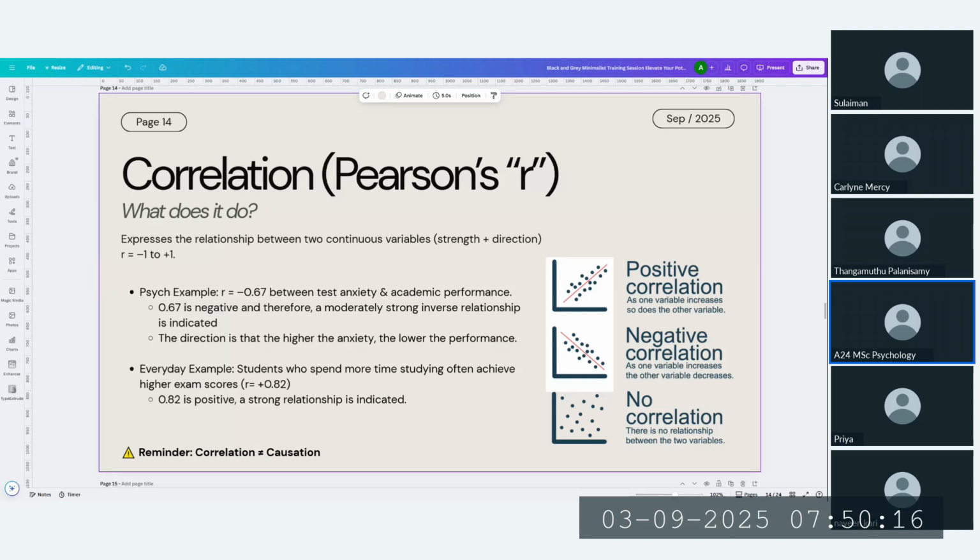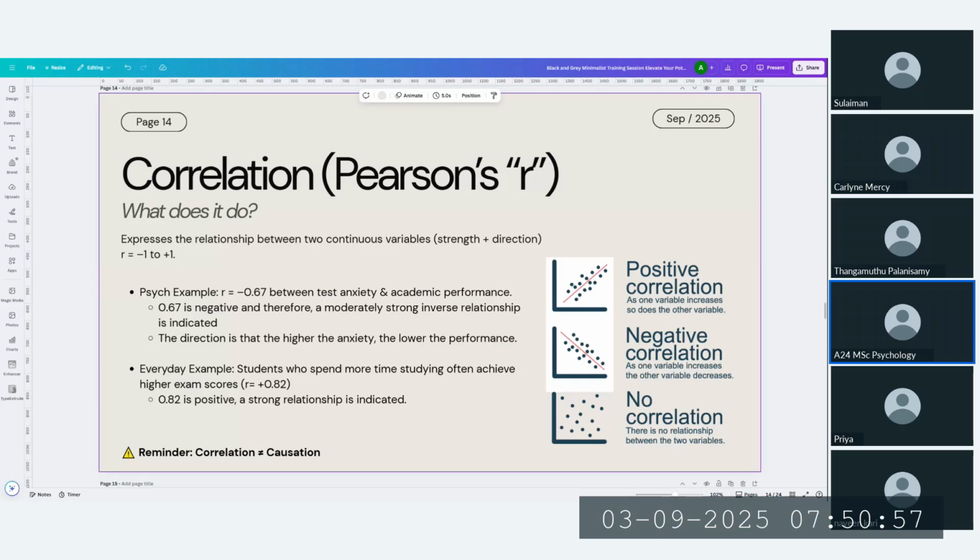The 0.67 is moderately strong. It is an inverse correlation, right? Negative correlation. So the three types of correlation are listed. Positive correlation: as studying time increases, performance increases, exam scores increase. That's a positive correlation. As anxiety increases, the academic performance decreases. That's a negative correlation. Sometimes you will find that there is no correlation.